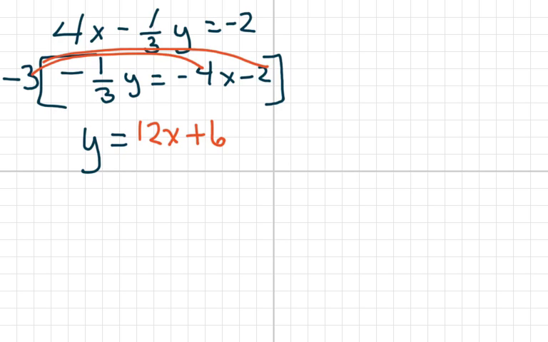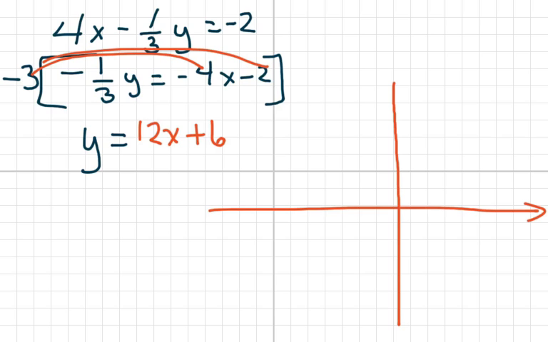So I'm going to go ahead and kind of graph it over here. It's going to look a little funny, but I'm going to graph it over here. My y-intercept is 6. So I'm going to go up 6. 1, 2, 3, 4, 5, 6. My slope is 12, which is 12 over 1.